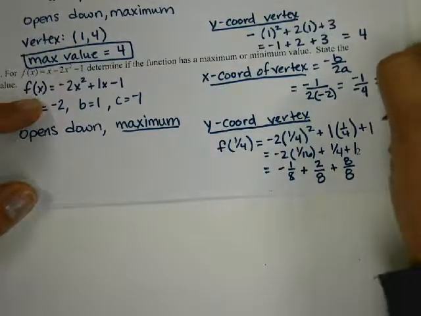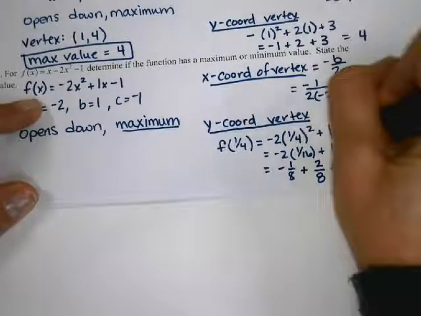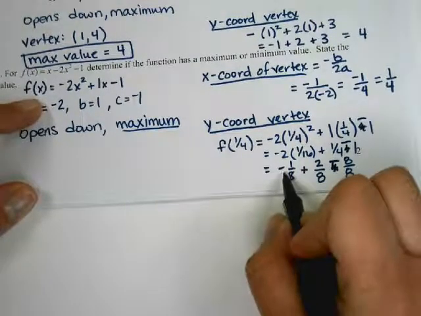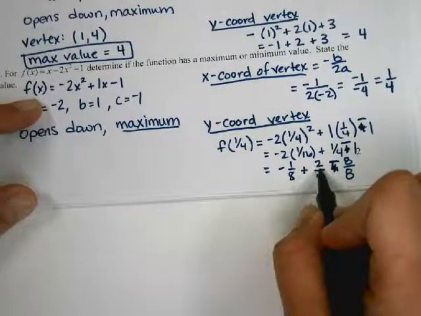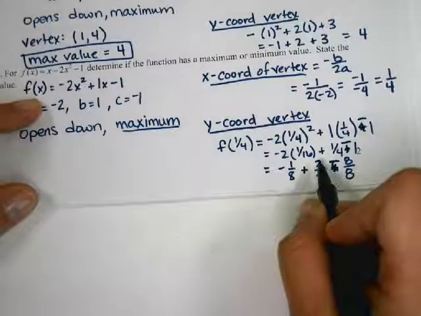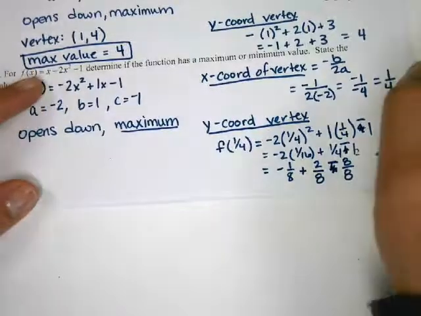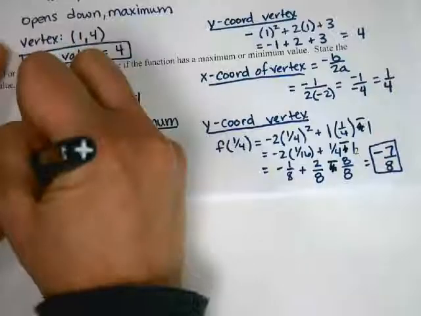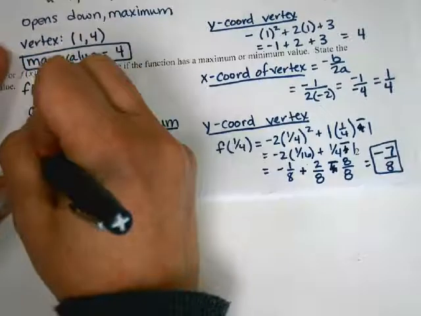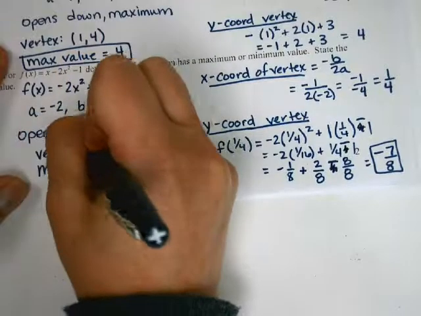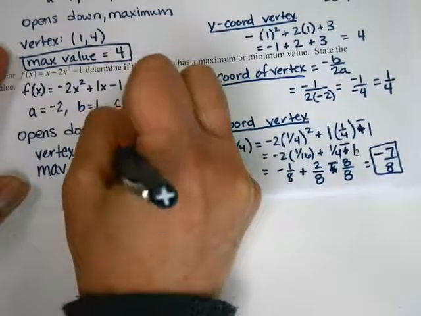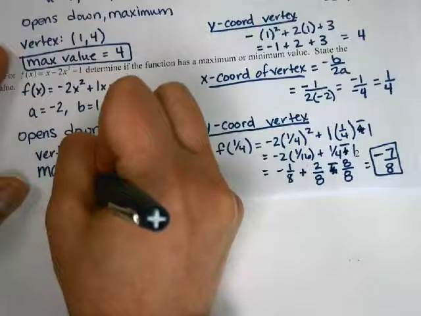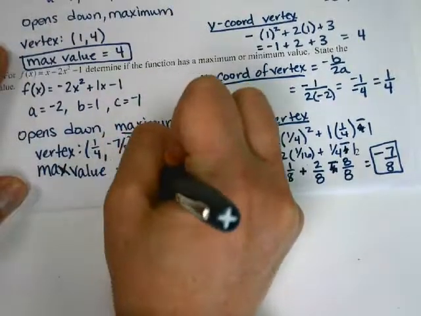Is that a plus one? Oh, that's a minus. Those are all minuses. So, negative 1/8 plus 2/8 is positive 1/8. Positive 1/8 minus 8/8 is negative 7/8. So my max value, let's do the vertex first. The vertex is at 1/4 comma negative 7/8, and my max value is negative 7/8.